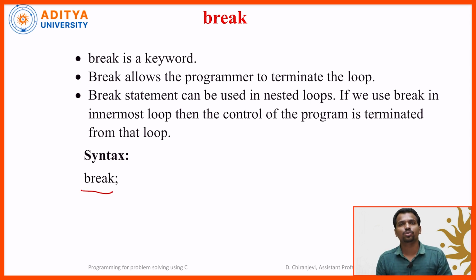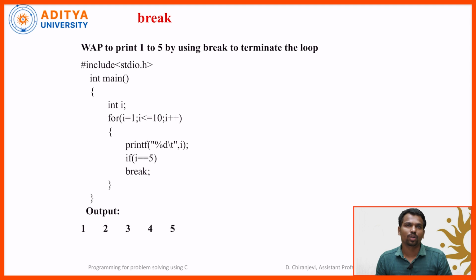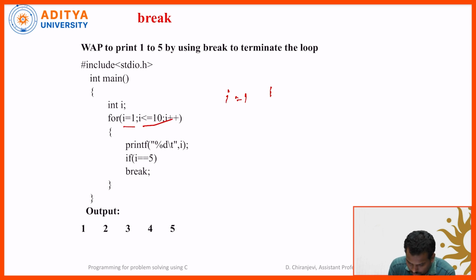So break will be used to terminate from the loops. It will stop iterations. Now let us understand. We are printing 1 to 5 numbers by using a break. Now if you look at the for loop, you have written initialize i equal to 1, so i value is 1. Now you are checking the condition, 1 less than or equal to 10, so true, you are printing i value, so 1 is printed.